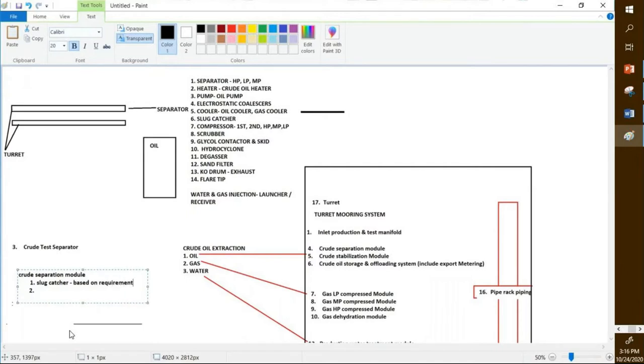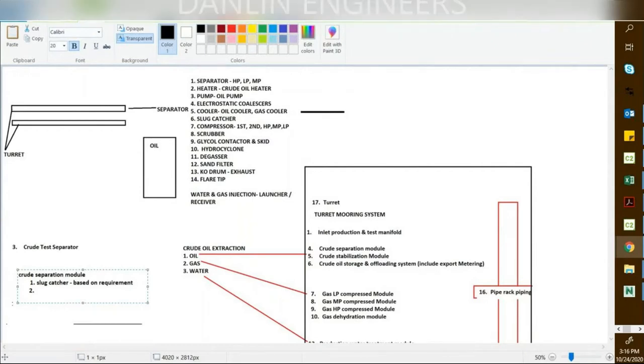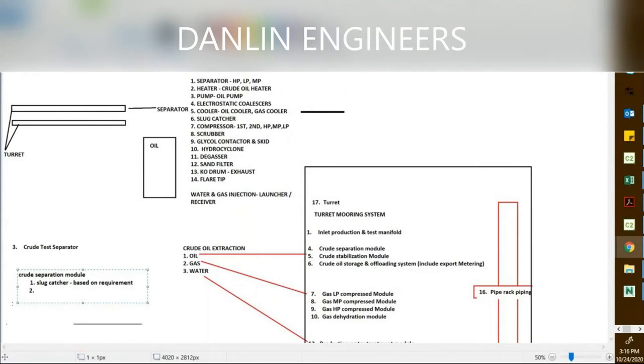Do you have some equipment to show me this slug catcher? Yes, I will check it. Because I see on YouTube, they are not using equipment, they are using pipe, like a slope pipe. At the lowest point they collect the slug. It's kind of like that.